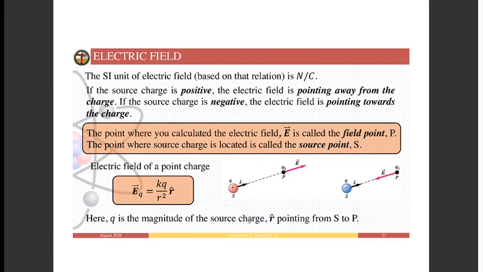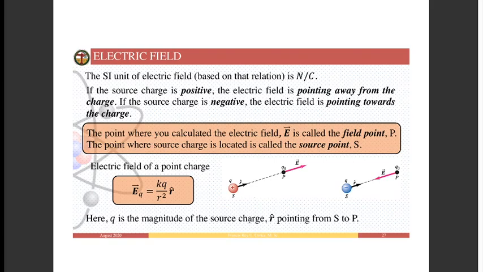Now in our problem on the electric field, there are 2 points that we have to consider. We have the field point and the source point. The source point is the point where the source charge is located, denoted by letter S. The field point, denoted by letter P, is the point where you calculate the electric field.